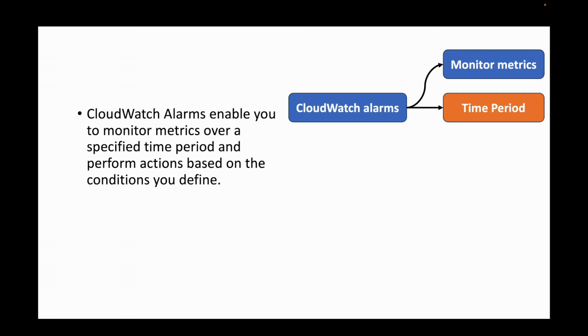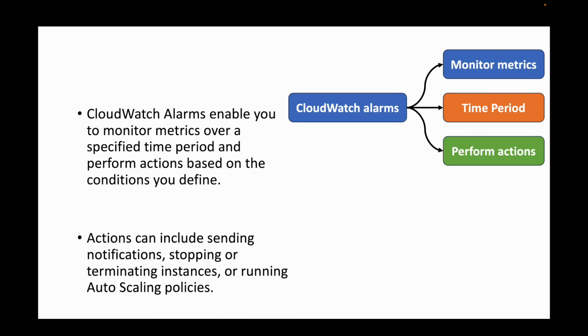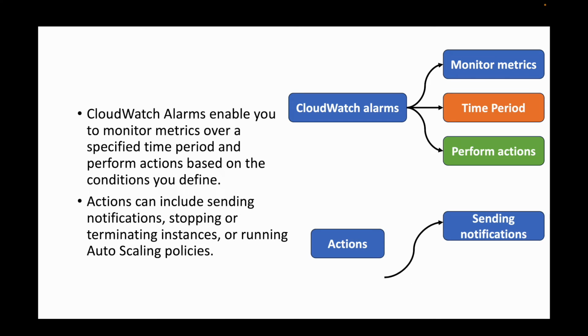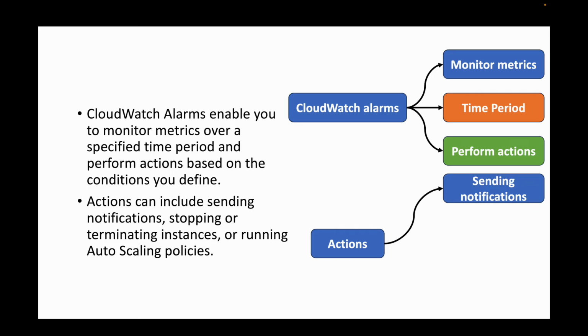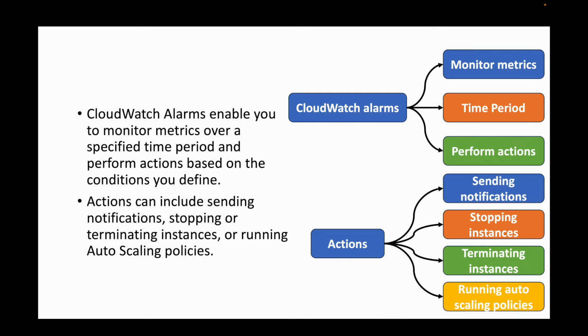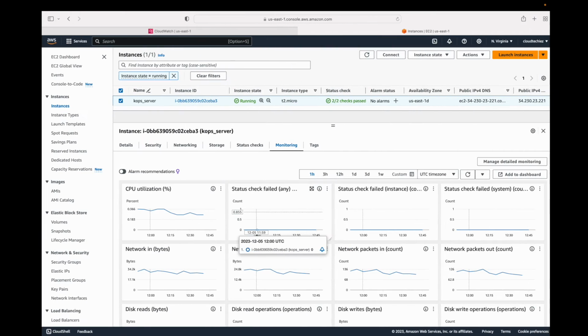And whenever it goes above a certain percentage, you want to take some action. For that, you can make use of your CloudWatch alarm. This helps you to perform certain actions based on the conditions that you have defined. The actions can include sending notifications, just a simple notification step by making use of the SNS service, like, hey, the CPU utilization has increased for so and so server. Or you can use it to stop your instances or terminate your instances or run your auto scaling policy. So for any of these purposes, we can make use of your CloudWatch alarm.